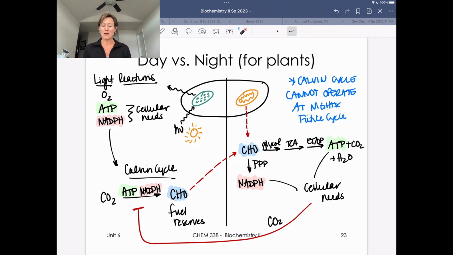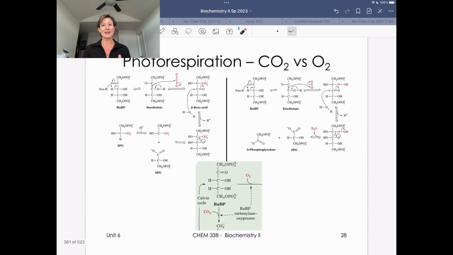Now, we've already talked about the importance of making sure that the Calvin cycle is quiet at night because it's important to make sure that we don't have that futile cycle where catabolically derived ATP and NADPH are used to assimilate carbon dioxide back into carbohydrates that we don't need to be making at night. But another cool thing that has to do with rubisco, that all-important enzyme of the Calvin cycle, has to do with this process called photorespiration.